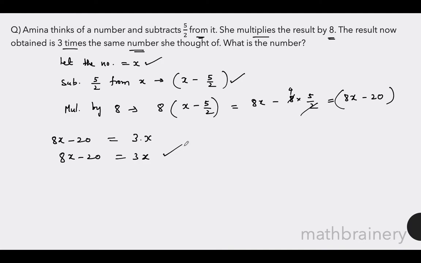Now, let's simplify this, and to simplify, let's transpose this 3x to the left hand side and 20 to the right hand side. You get 8x minus 3x is equal to 20. 8x minus 3x is 5x. 5x is equal to 20. So, what does this mean? x must be 20 by 5, which is 4. So, the number that Amina thinks of is 4.